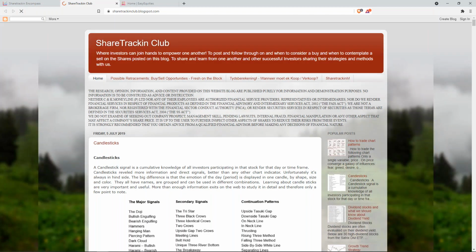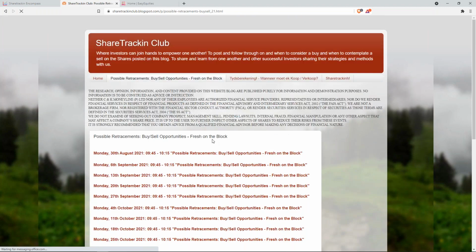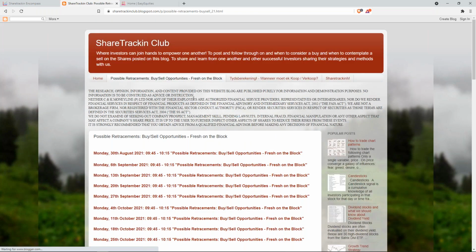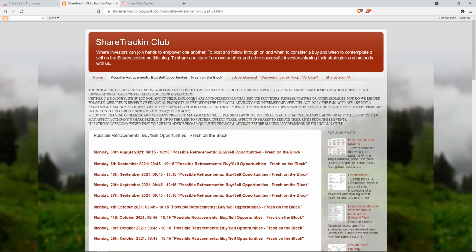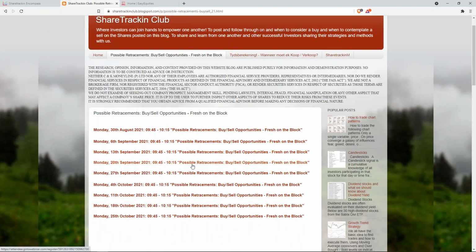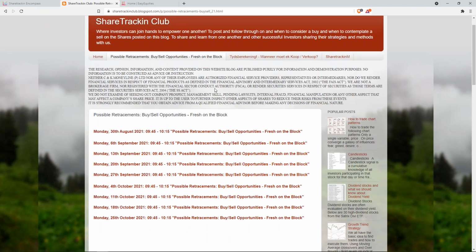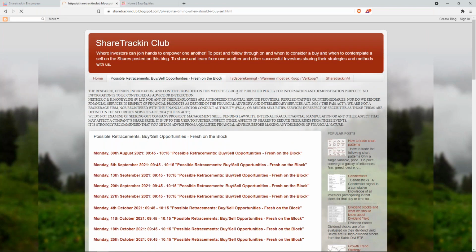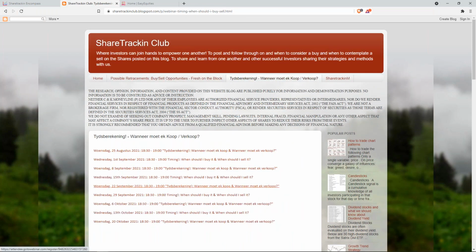All right, so the latest thing there would be candlesticks from 2019, but that's not what we want to look at. We want to look at the possible retracement. So if we go to possible retracement, buy, sell opportunities, there's a few other webinars that you can go and register for as well. Okay, and then same with tydsberekening, wanneer moet ek koop, wanneer moet ek verkoop. So these are in English and in Afrikaans, right?